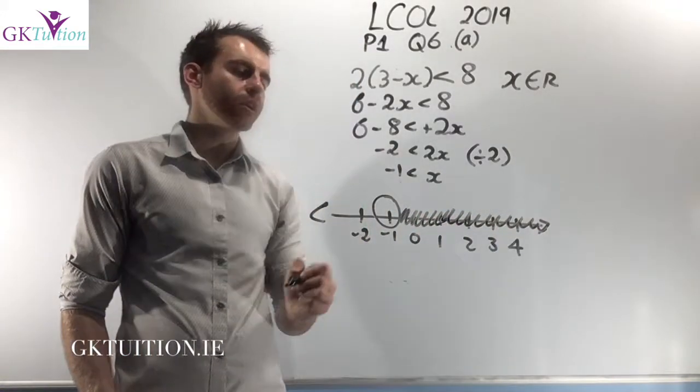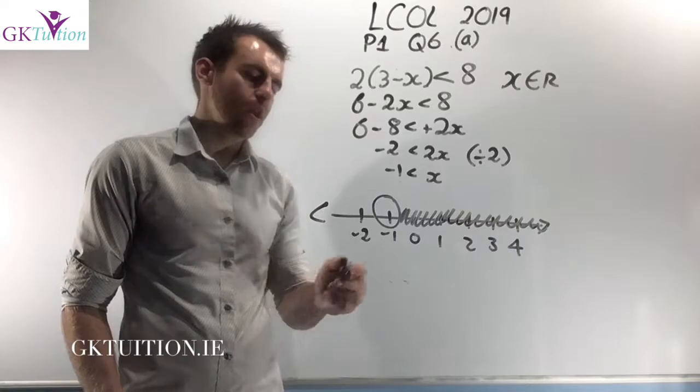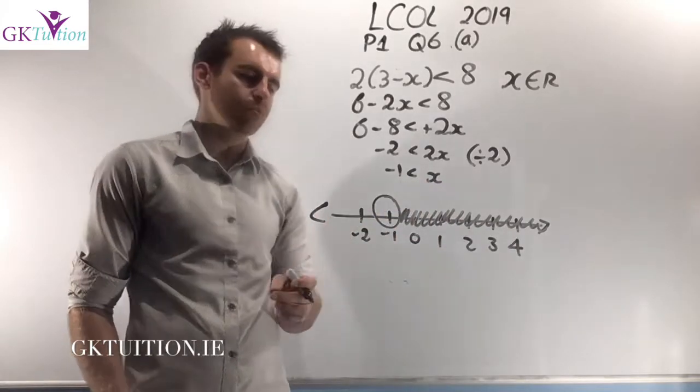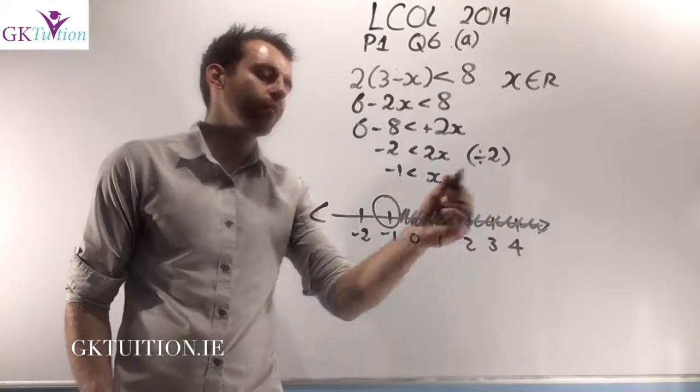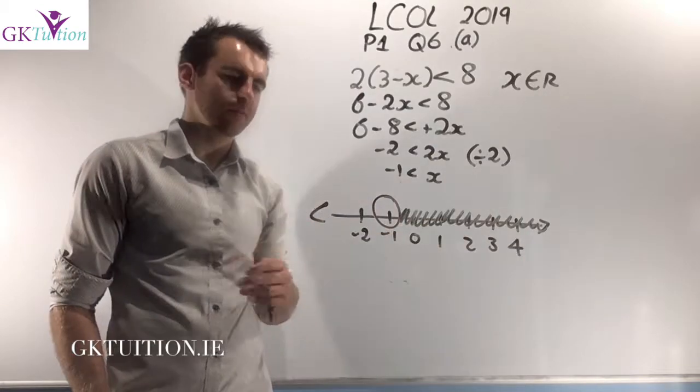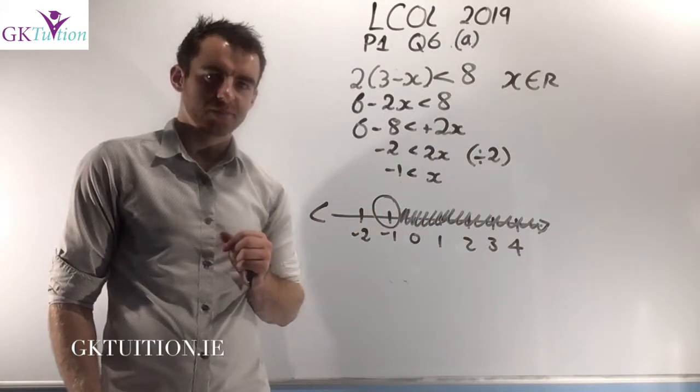I have a circle around minus 1 to show that that's where I'm starting. I don't shade in the minus 1 to show that x can't actually be equal to minus 1. And then I shade in everything above it to show that x is an element of R, so I'm including all of the real numbers above it. So that's your final answer for this part.